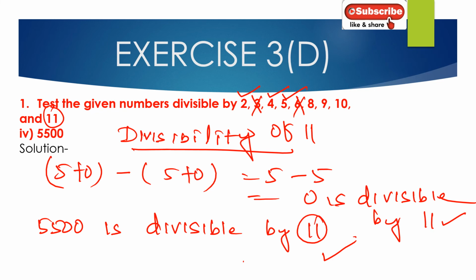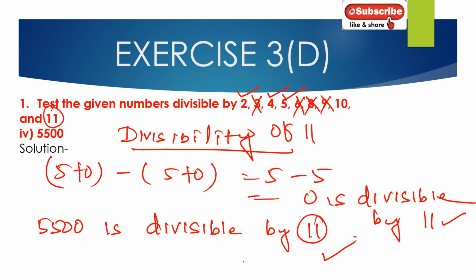Now we will check the number is divisible by 8 or not. Here the last three digits of the number are 500 which is not divisible by 8. So this number 5500 is not divisible by 8. And the sum of the digits of the number 5500 is 10 which is not divisible by 9. So this number is not divisible by 9.